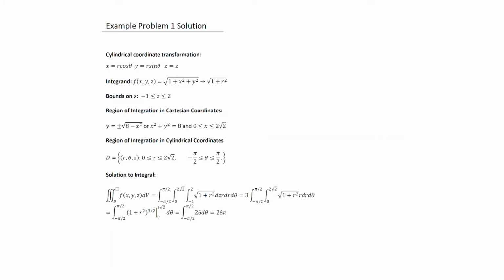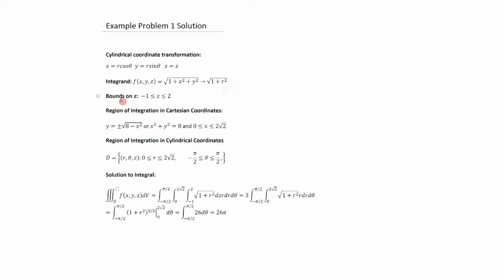So first, let's make use of the coordinate transformation. Here it is: x equals r cosine theta, y equals r sine theta, z equals z. And the integrand is just 1 plus x squared plus y squared. So to convert this into cylindrical coordinates, we make use of the transformations. We substitute those in here, and we end up with r squared cos squared plus r squared sine squared, which is nothing more than r squared. So this is now the function in terms of polar cylindrical coordinates.